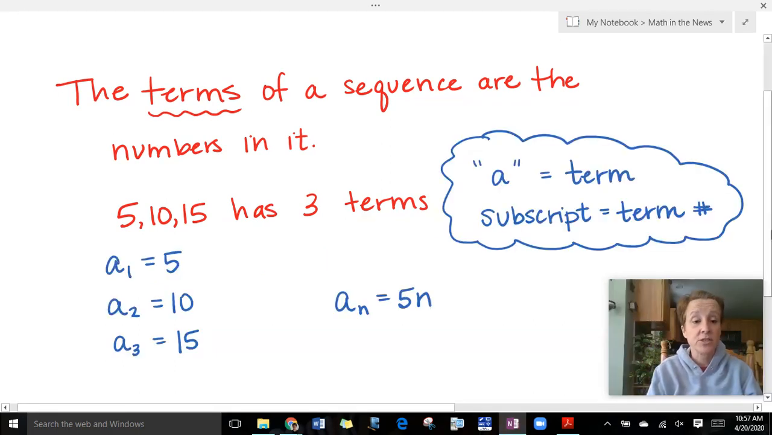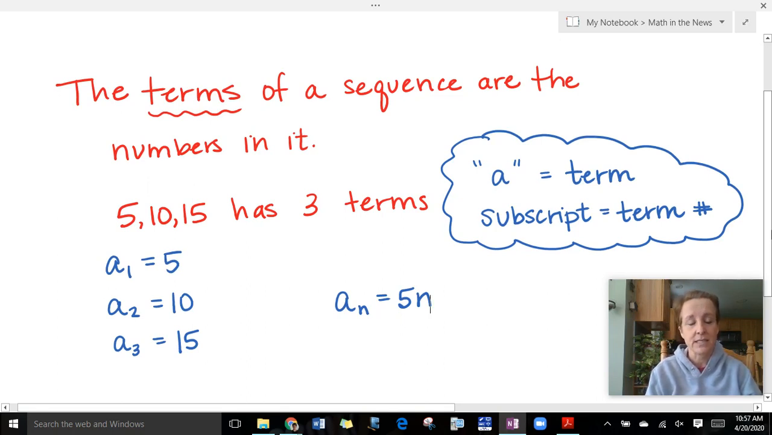There's some standard notation that we'll be using as we learn about sequences. When you see the letter A, we're referring to a term, and then its subscript is the term number. So for that sequence where we had 5, 10, 15, I can say that A1 or term 1 is 5, and A2 or term 2 is 10. I can also generalize this and find an expression for an, or the nth term in the sequence. And that's where we're going to start looking for patterns.